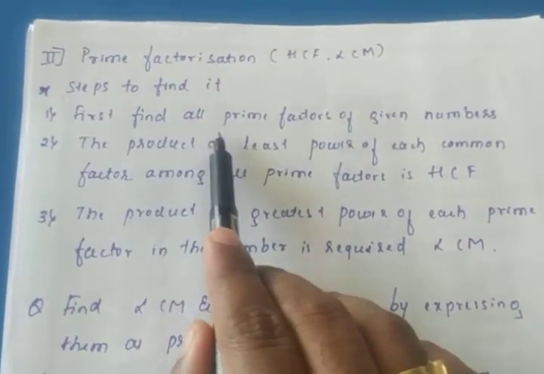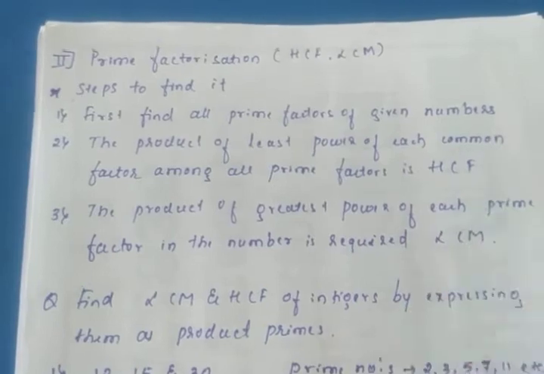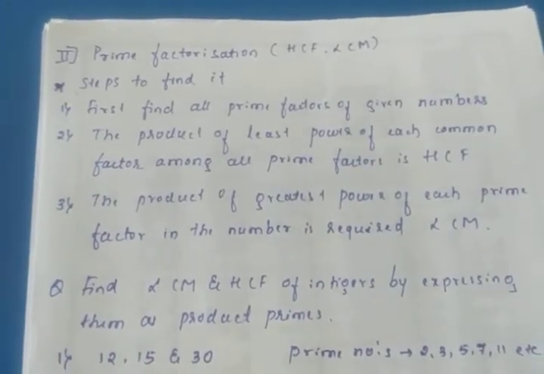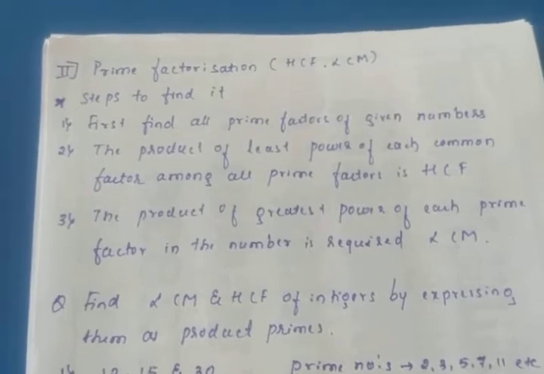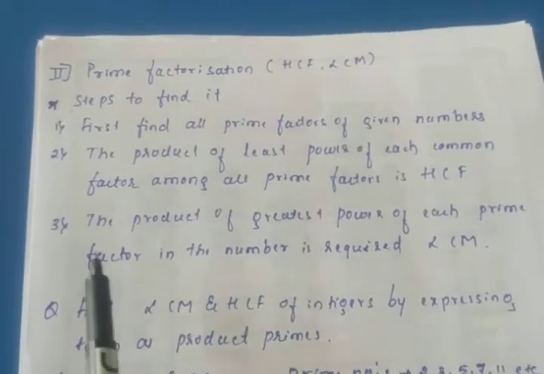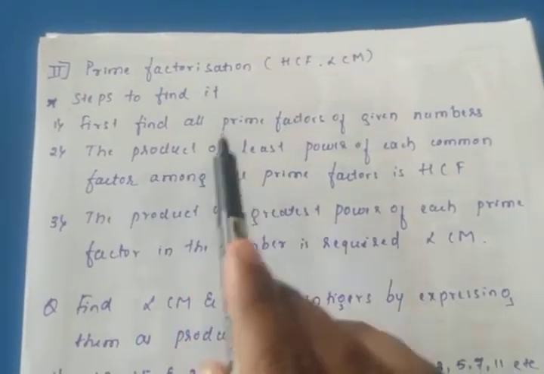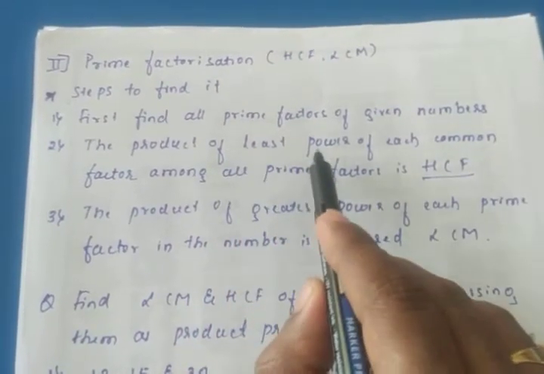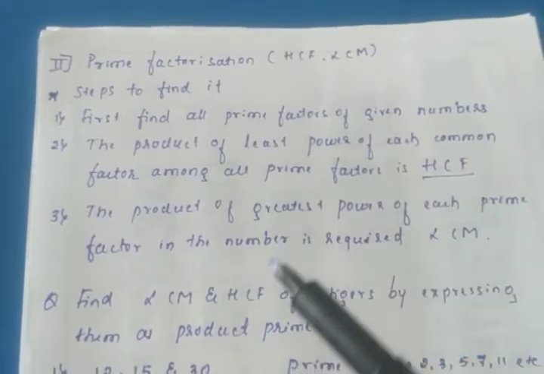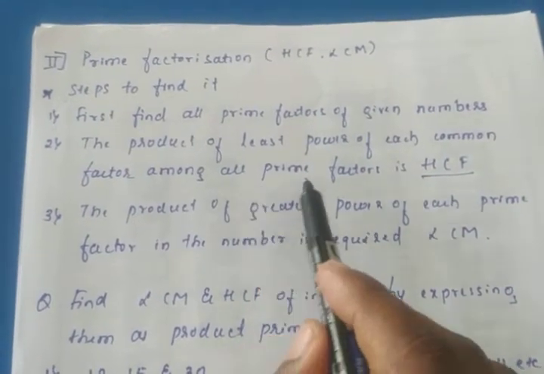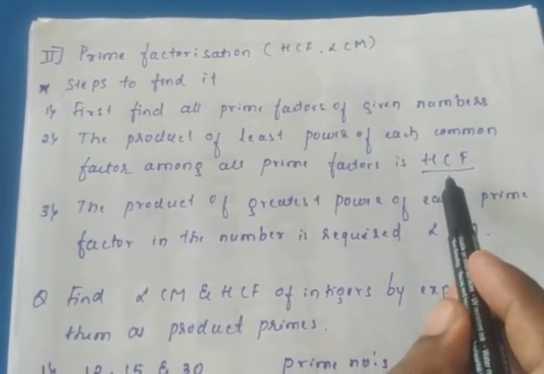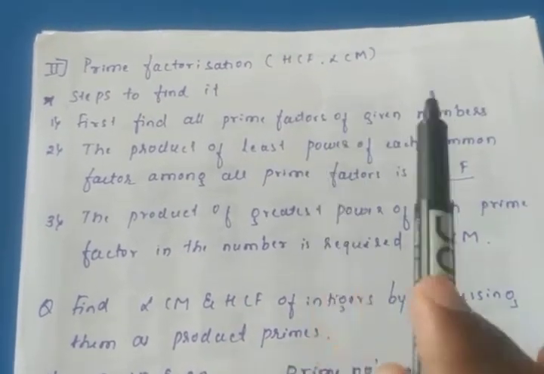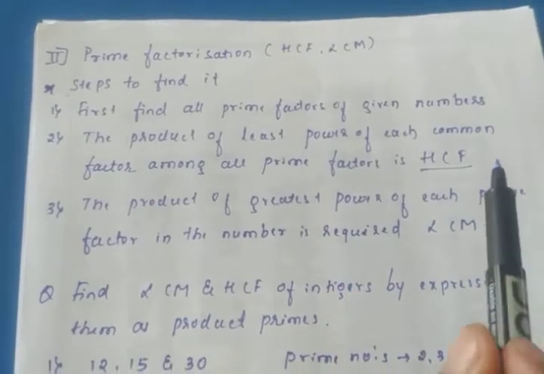First, find all the prime factors of the given numbers. I will let you know how to write all the prime factors, or the prime multiple numbers. Okay. The second one, for only the HCF: the product of the least power of each common factor among all the prime factors is your HCF. That is, the product of the least power of each common factor among all the prime factors is your HCF.